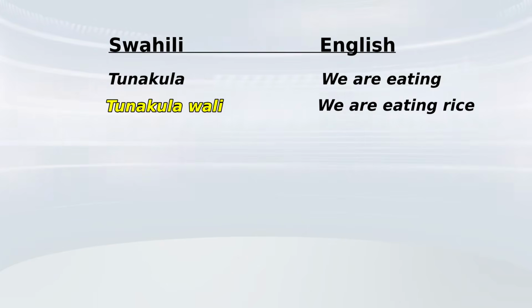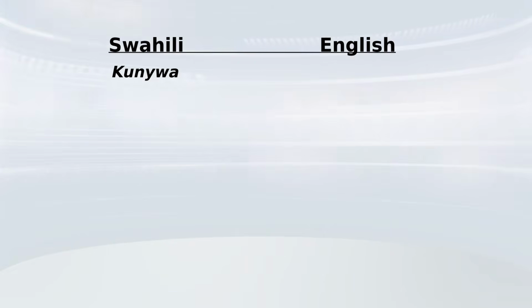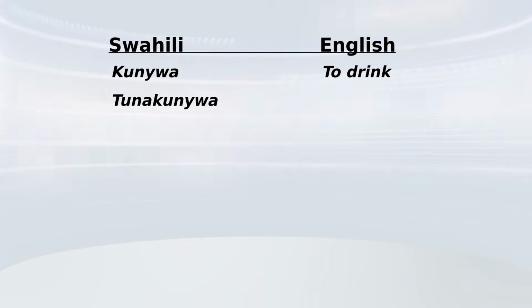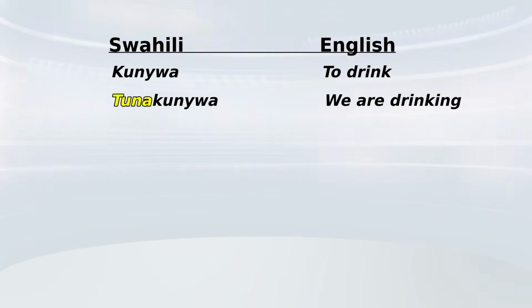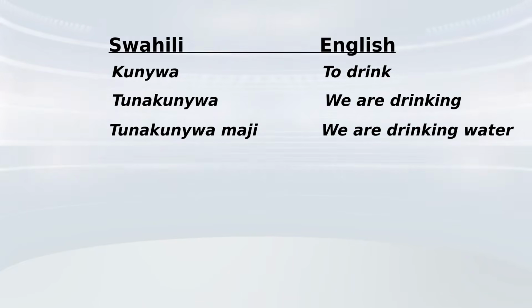Tunakula wali. Good job. Now the next example is kunywa, to drink. Listen. Tunakunywa. We are drinking. So repeat after me. Tunakunywa. One more time. Tunakunywa. Good. So you can say something like tunakunywa maji. So tunakunywa maji means we are drinking water. So repeat after me. Tunakunywa maji. One more time.